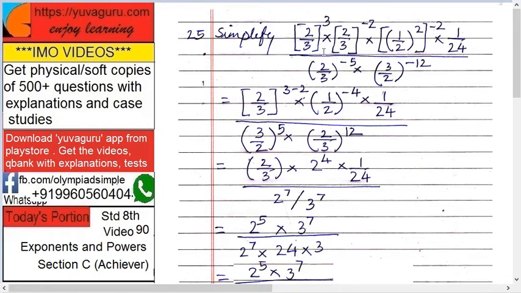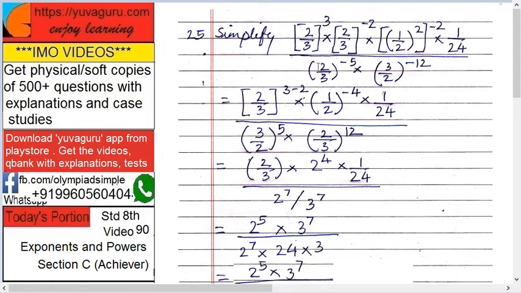See here, 2/3 is common, bases are the same, so indices are to be added. So (2/3)^(3-2). Okay, this one is what? 1/2, 2 into 2 is 4, so (1/2)^-4, right? 1/24 as it is.